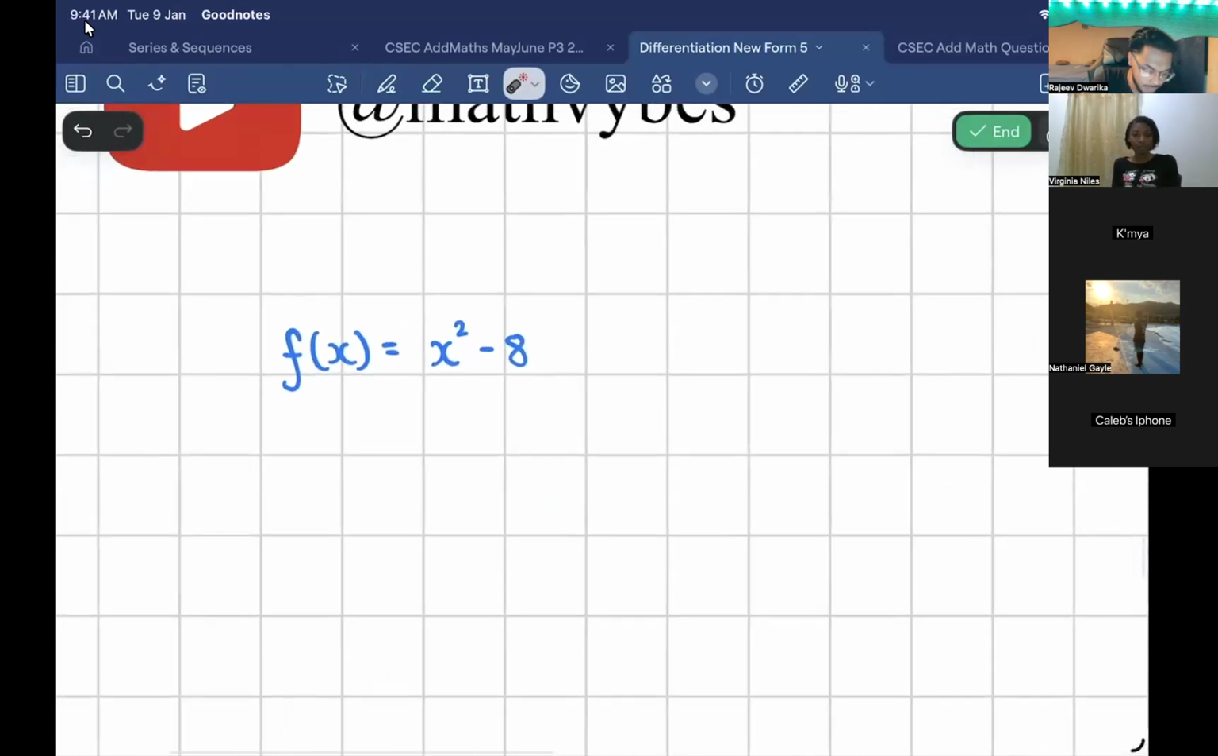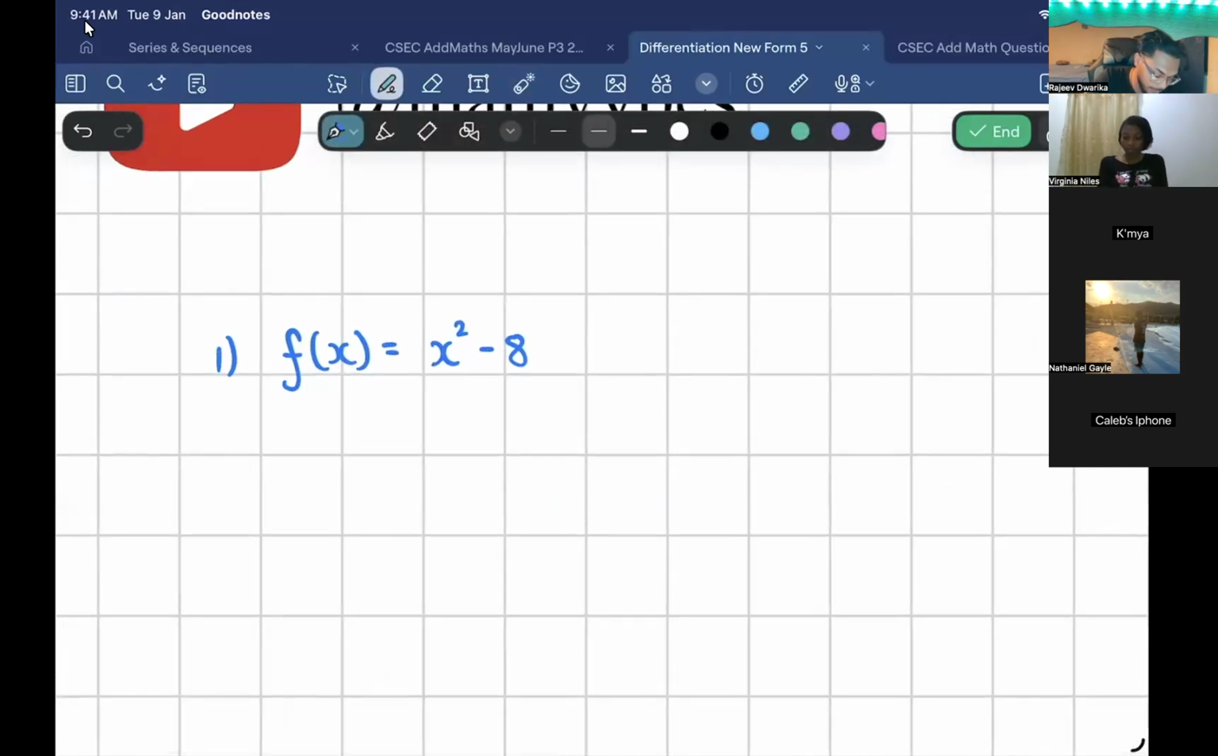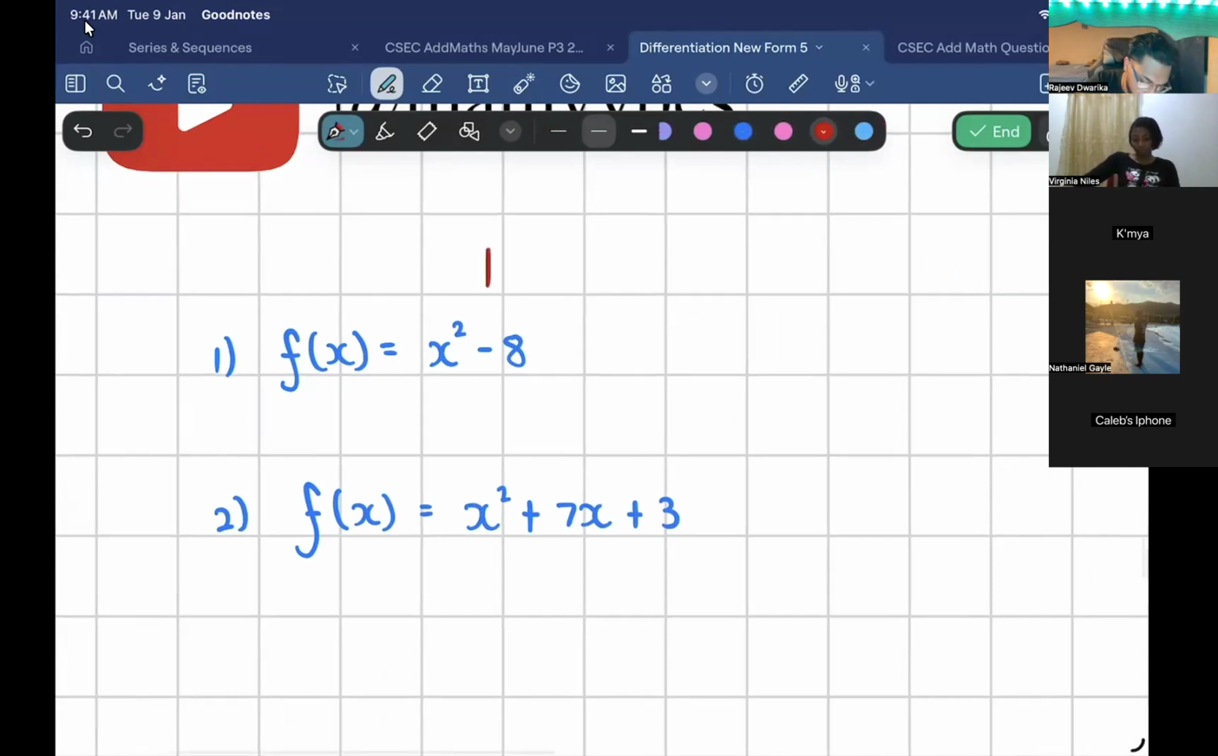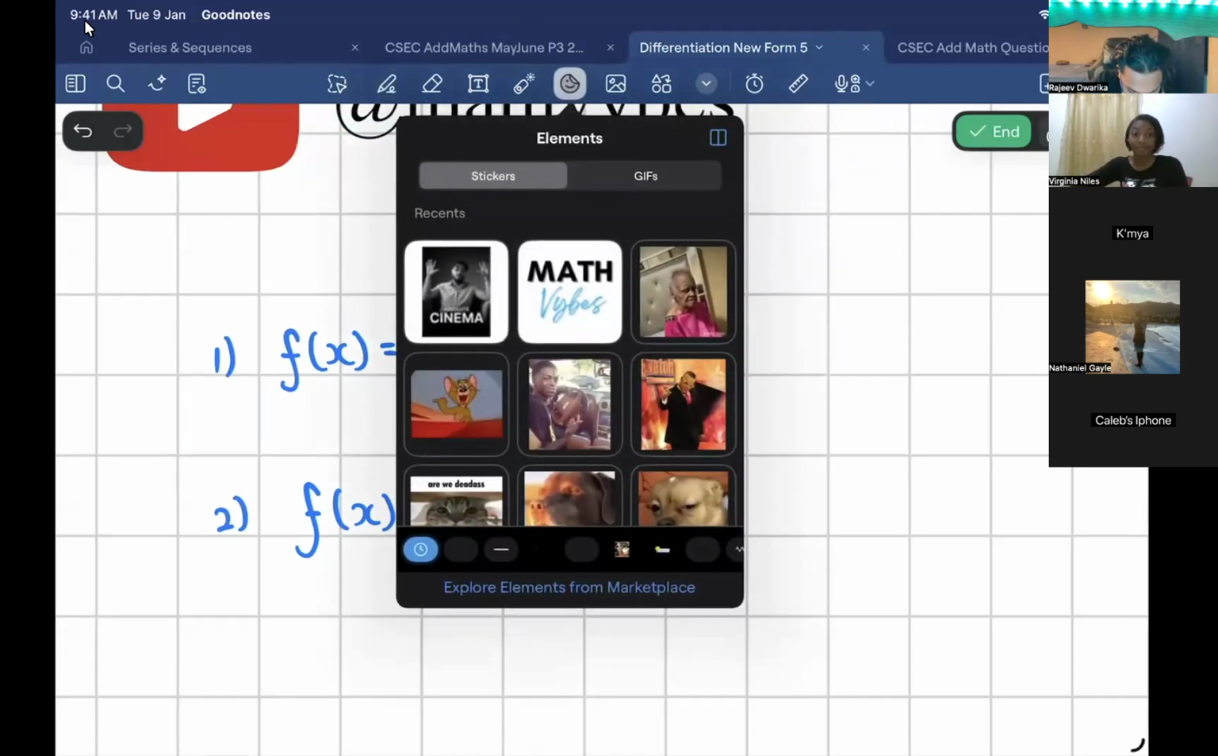You can try this question, and if you feel like you're up for it, you can try this one. Yeah, if you feel like you're up for it, you can try 2. So these are the homework questions. Good luck.